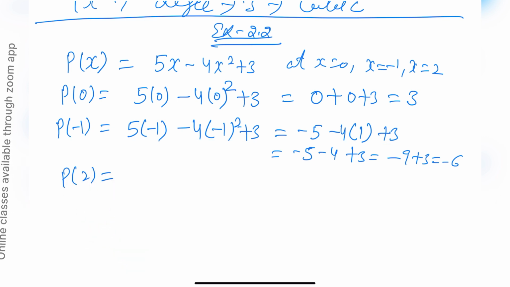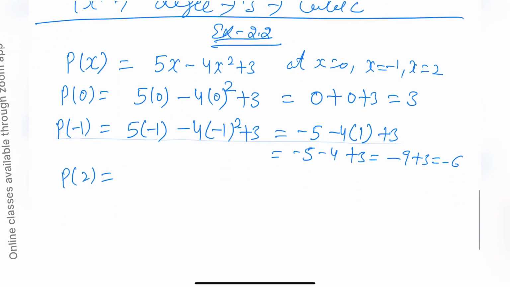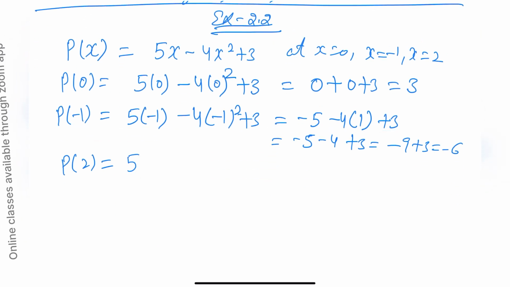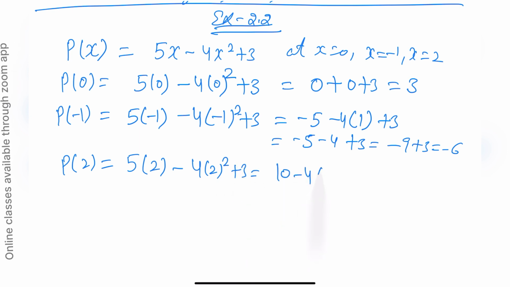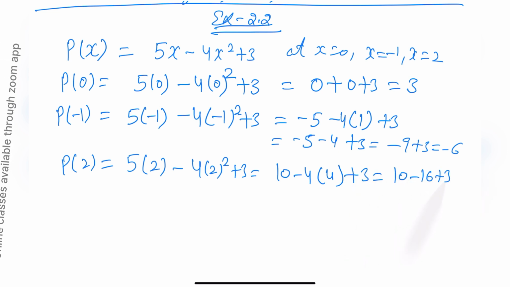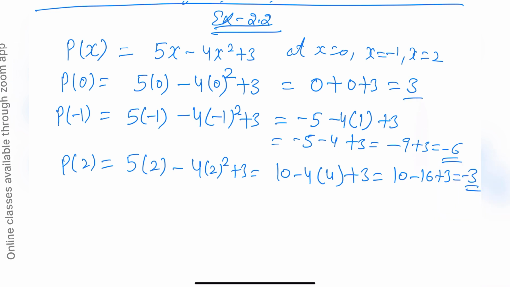Now p of 2. So in place of x we have to put 2. x के प्लेस पर क्या राइट करना है हमें, 2. 5 into 2 minus 4 into 2 square plus 3. So 5 times 2 is 10, minus 4 into 2 square is 4, plus 3. So 10 minus 16 plus 3. 10 minus 16 is minus 6. Minus 6 plus 3 is minus 3 is the answer. These are the answers. We found the value of polynomial.